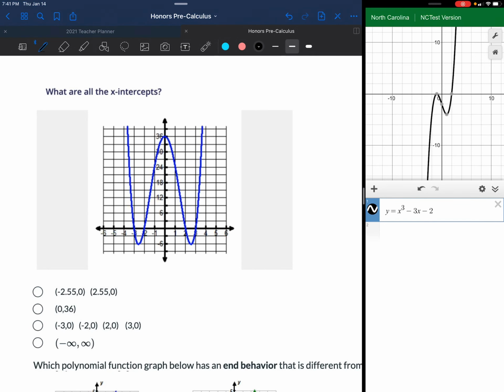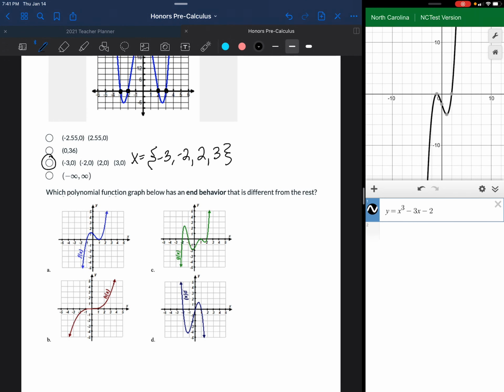Alright, so it says, what are all the x-intercepts? So remember, x-intercepts can be called zeros as well. So we're looking for -3, -2, 2, and 3. We are listing these as points in this one, but remember, you can also list them in set notation, where we can just say x is -3, -2, 2, or 3.